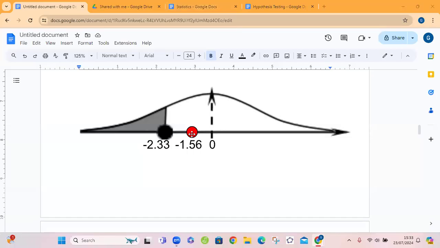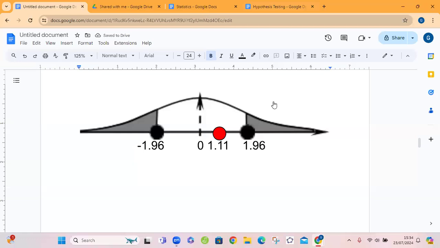Here's an example where the test statistic, negative 1.56 in this case, is not in the rejection region. So in this case, you do not reject the null. As you can see, the critical value is like a boundary line separating the non-rejection region from the rejection region. So in this case, because the test statistic is not in the critical region, you will not reject the null. Here's another example where you will not reject the null because the test statistic is not in the critical region.